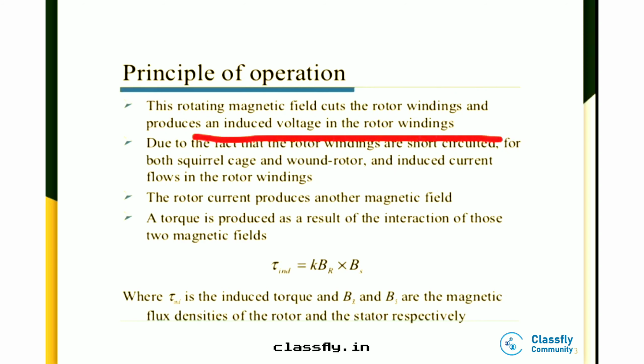Due to the fact that the rotor windings are short circuited, in the squirrel cage as well as in the wound rotor, it gets an induced voltage whenever the rotating magnetic field cuts the rotor winding, and induced current flows in the rotor winding. Okay, so we are done with the first 2 points. The third point states that the rotor current produces another magnetic field. It was producing a rotating magnetic field, but it again produces another magnetic field when there is a rotor current.